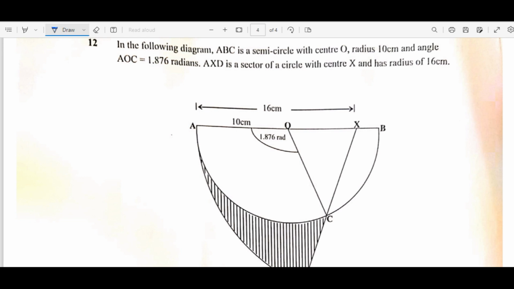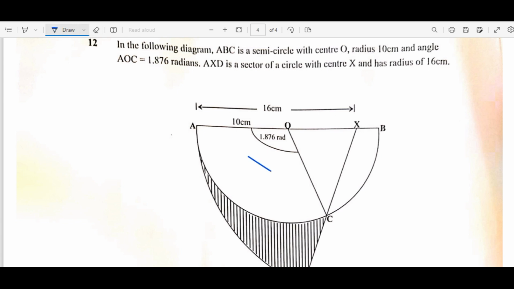AXD is a sector of a circle with center X and has a radius of 16 centimeters. Now if you look at this question, we have two centers. The first center is center O. This center O is with the sector AOC. Then the other center is center X. So if this is center X, then this distance is the radius for this sector with center X. Now how can we use the given information to answer the questions that follow?